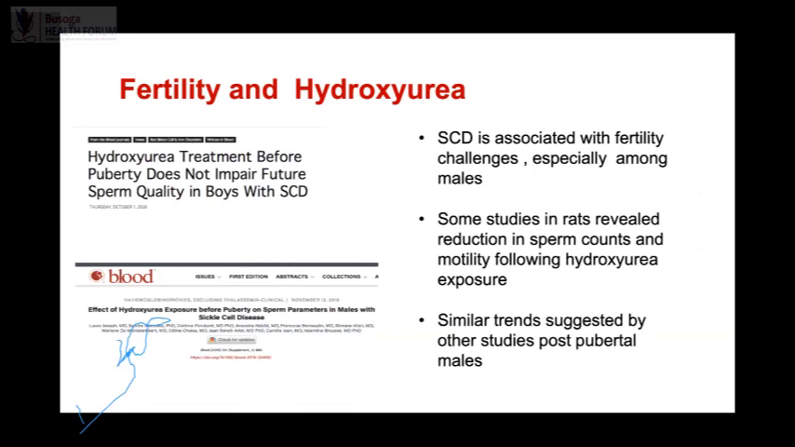However, the recent studies actually suggest that the reduction in the sperm count is not severe enough to affect fertility. And people who have been on hydroxyurea for years have actually gone on and had children. So please counsel them and give them the right information that without treatment, still they'll have a fertility problem.